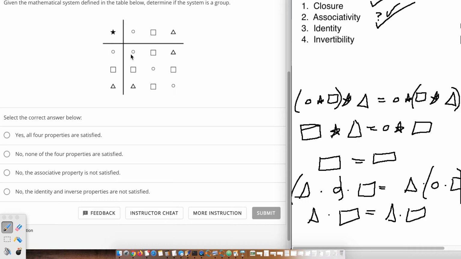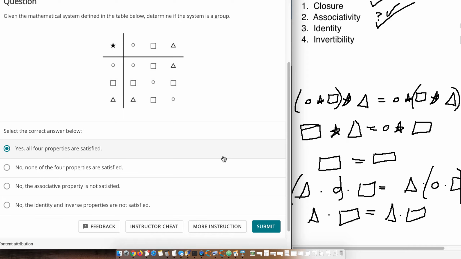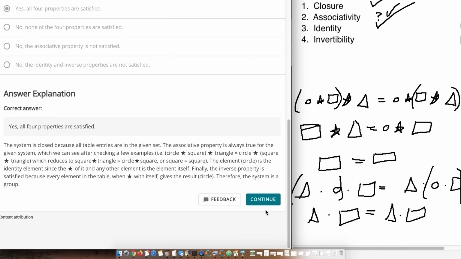For square to be invertible, you should be able to pair it with something and get the circle. And you can, with itself, right? Square paired with square gives you circle. So it's invertible. And triangle paired with triangle gives you the identity element, so it's invertible. So yes, this is a group.